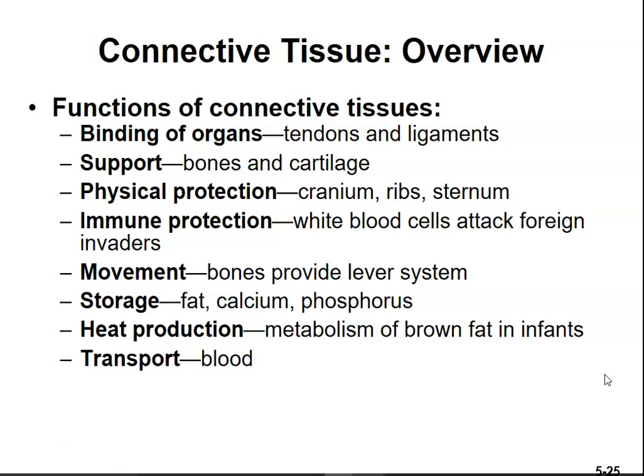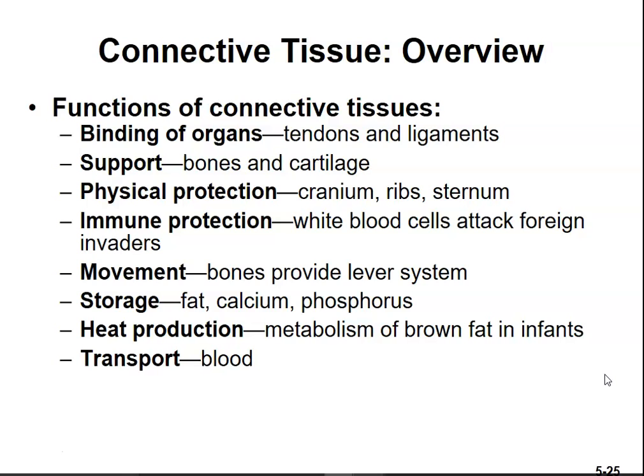Since blood also belongs to the connective tissue, connective tissue has a function of immune protection because white blood cells can attack the foreign invaders. The bones can provide the lever system that will allow us to move. Adipose tissue also belongs to the connective tissue, so adipocytes can store fat. The bone can store calcium and phosphorus.